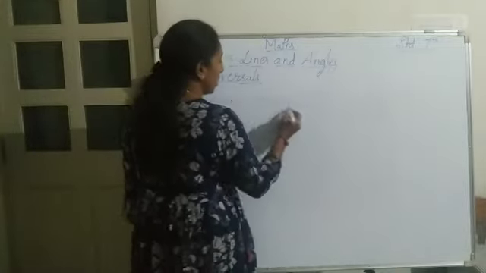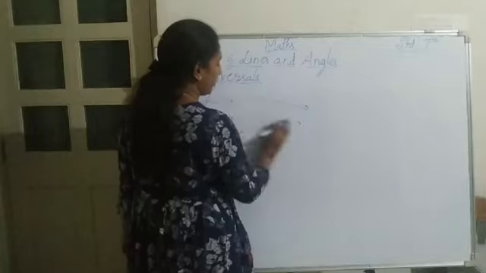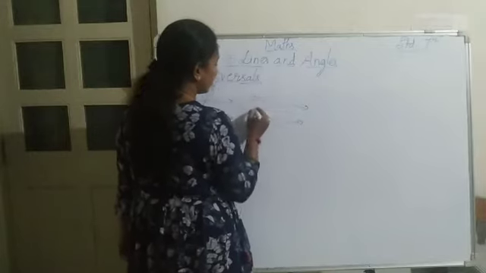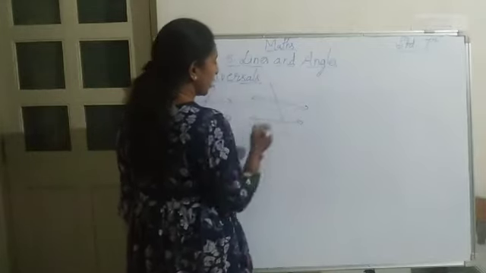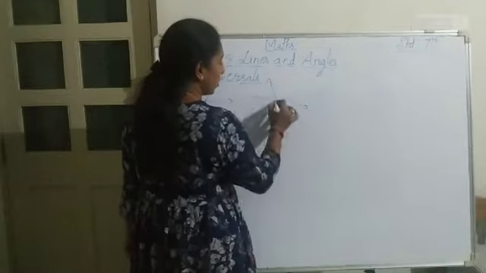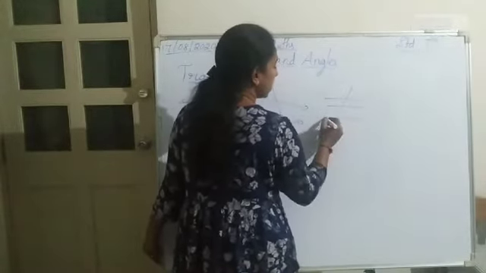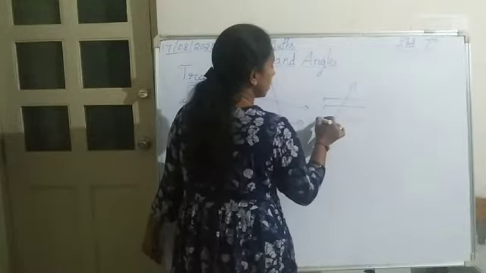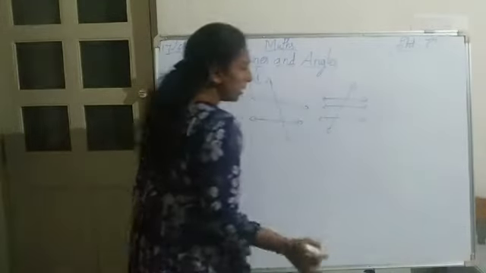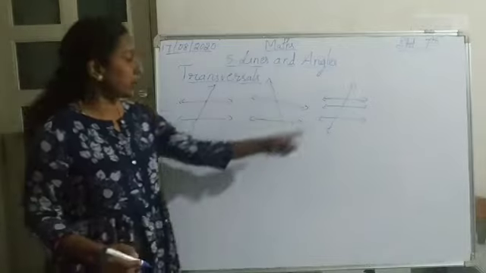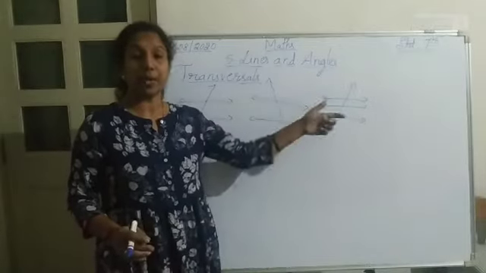So this is also a transversal. And here, if it is three lines also, then that is also a transversal. So it should cross two or more than two lines, at three different points.